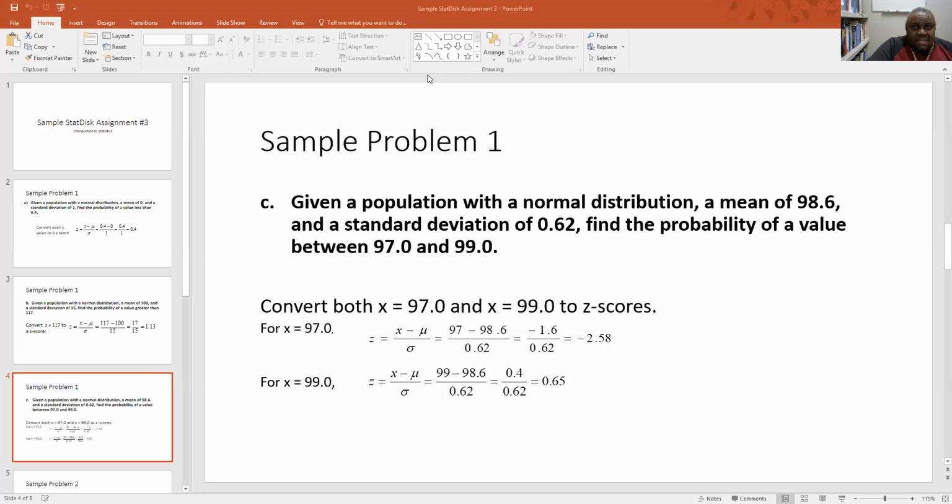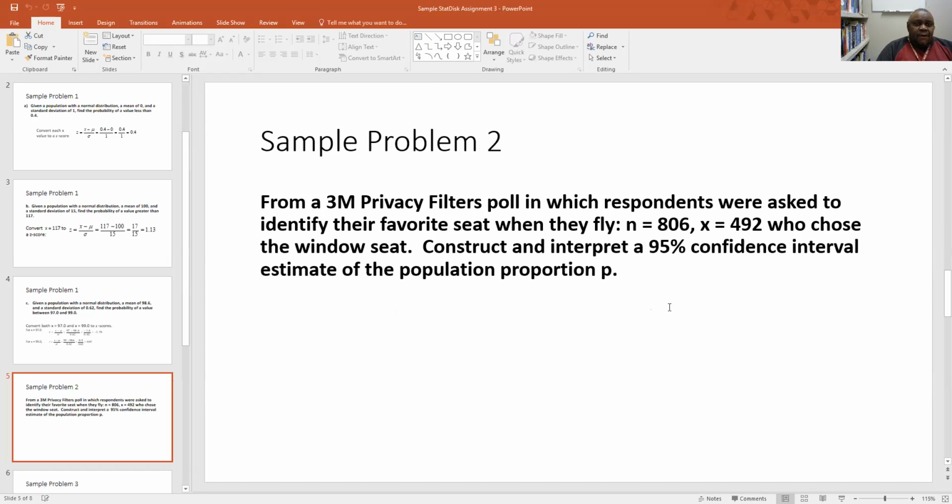Now we can move on to sample problem number 2. And that's this. From a 3M privacy filters poll in which respondents were asked to identify their favorite seat when they fly, and N is the sample size, that's 806, X is equal to 492, those are the ones who chose the window seat. Construct and interpret a 95% confidence interval estimate of the population proportion P. So here we're doing a confidence interval estimate of the population proportion.